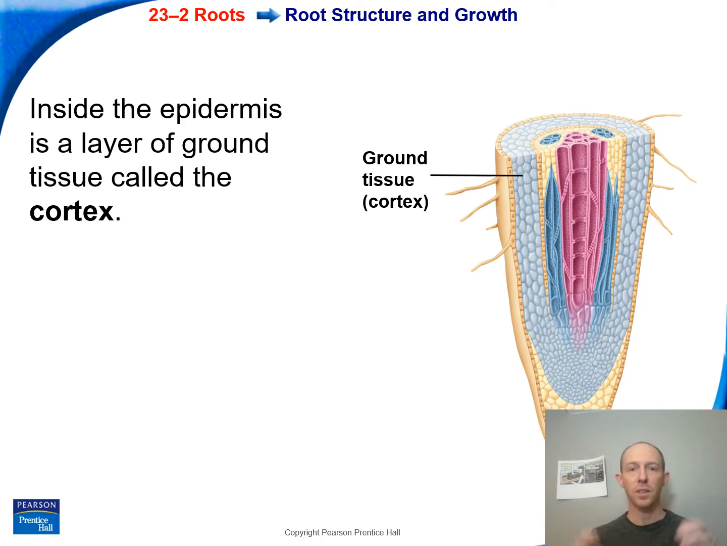The next layer in is the cortex, and this is the ground tissue layer. Remember I said before it's the rice of your burrito? Well, the form the rice takes in a root, this ground tissue, is something called the cortex. So you've got that labeled. That's the third structure down on the left on your diagram. So make sure you get that cortex labeled.